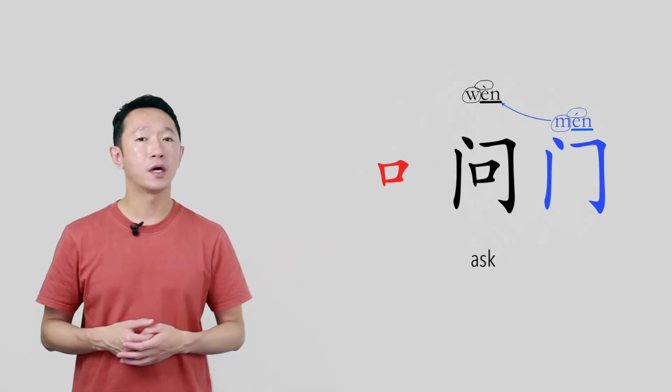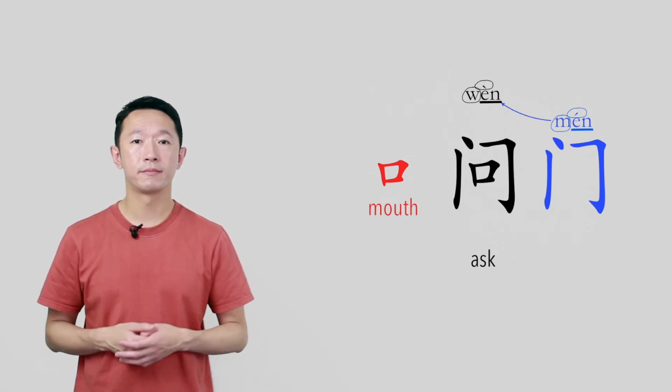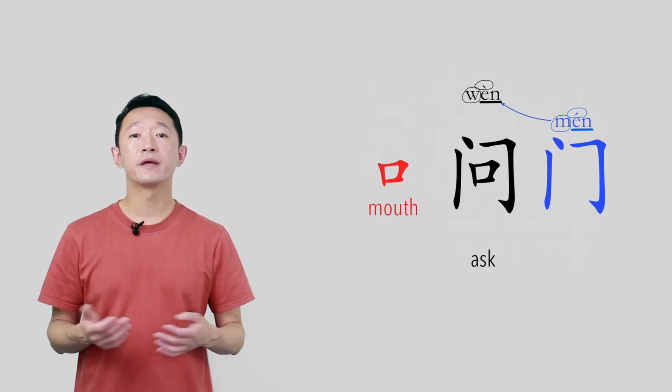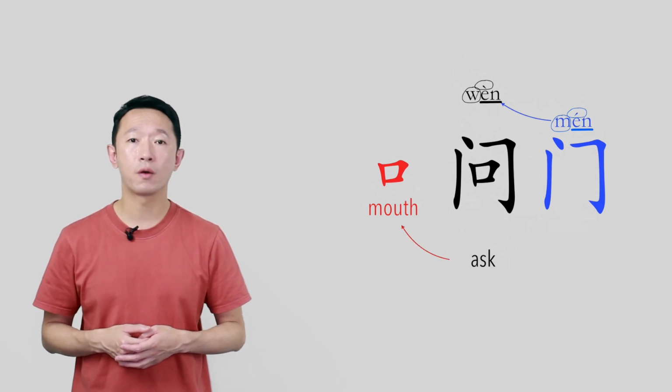This character is 问, which means ask. The component 门 is the sound part. 门 and 问 share the same final, but their initials and tones are different. The component 口 is the meaning part and means mouth. The characters with the component 口 are usually related to mouth or speaking.